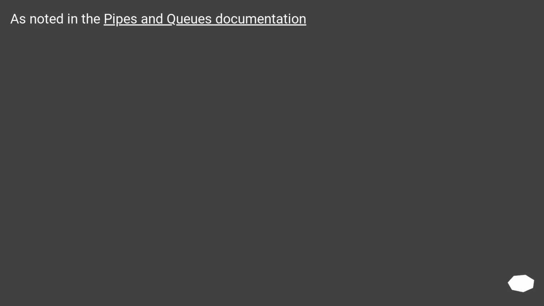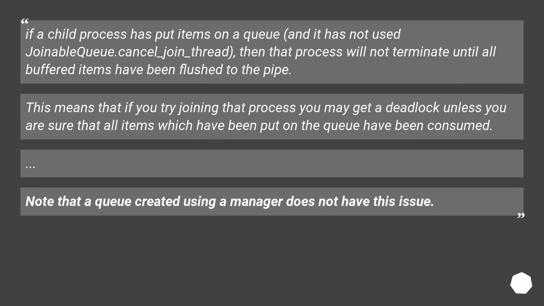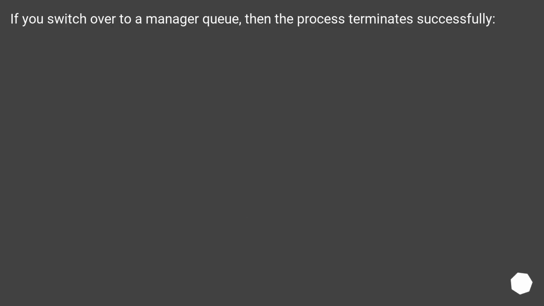As noted in the pipes and queues documentation, if a child process has put items on a queue, and it has not used JoinableQueue.cancel_join_thread, then that process will not terminate until all buffered items have been flushed to the pipe. This means that if you try joining that process, you may get a deadlock unless you are sure that all items which have been put on the queue have been consumed. Note that a queue created using a manager does not have this issue. If you switch over to a manager queue, then the process terminates successfully.